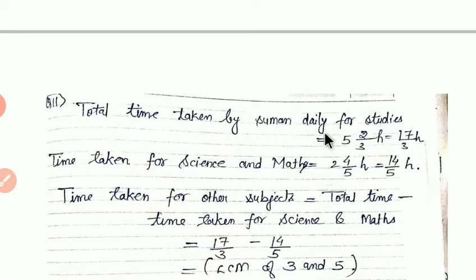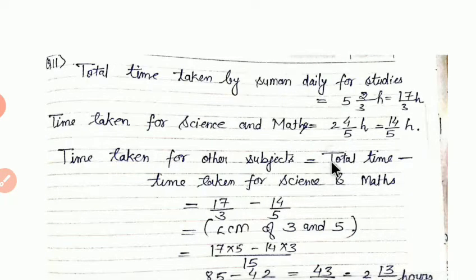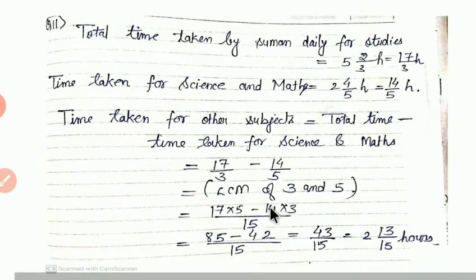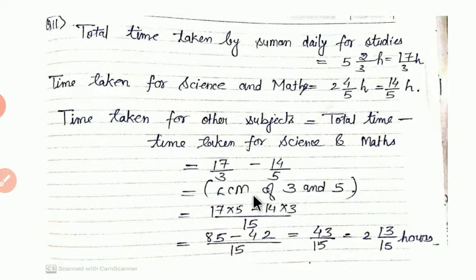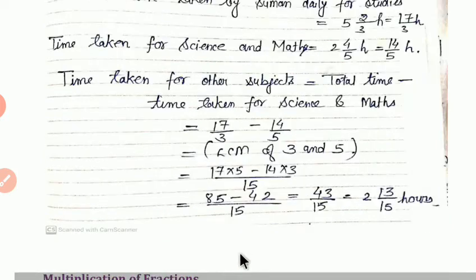So total time taken by Suman daily for study is 5 2/3 hours or 17/3 hours. The time taken for science and maths is how much? 2 4/5 or 14/5 hours. So how to find the time for other subjects? Total time minus the time taken for science and maths. So the remaining time is for other subjects only. So 17/3 minus 14/5. You will take the LCM of 3 and 5. So LCM of 3 and 5 is 15. So in 3 multiply by 5 and in 5 we multiply by 3. So 17 we will multiply by 5 minus 14 into 3. 17 fives are 85 minus 14 threes are 42.